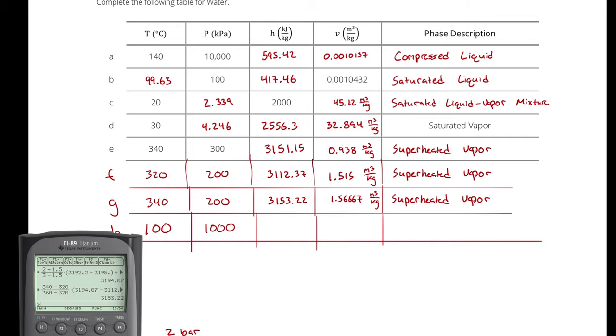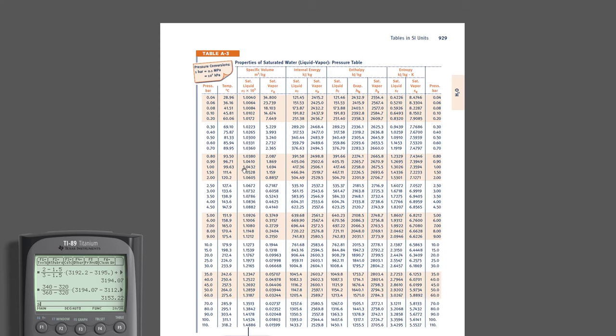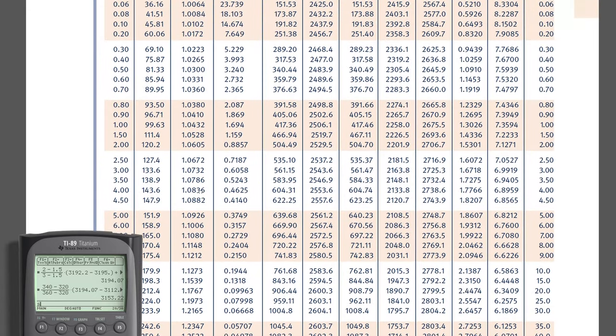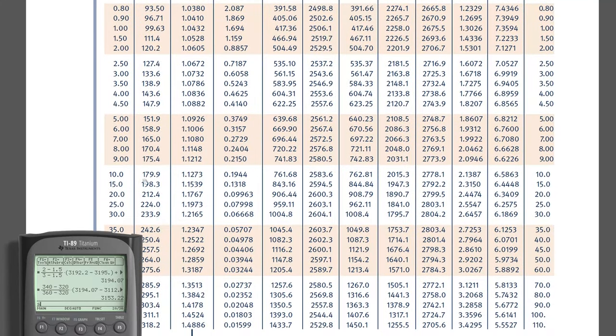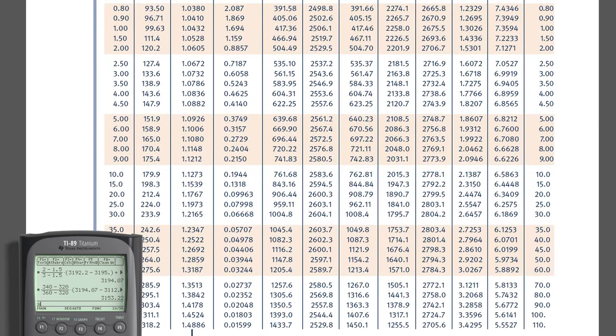Let me show you. So if we look up the saturation temperature corresponding to our pressure, which would be the saturation temperature corresponding to 10 bar, I can see that our temperature at saturation is 179.9. And I'm going to compare that to the temperature that we just arbitrarily wrote down. That temperature that we have on row number H is 100. 100 is less than 179.9, which means that we have a compressed liquid.